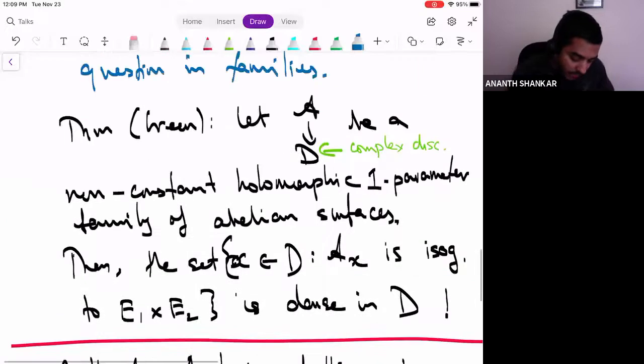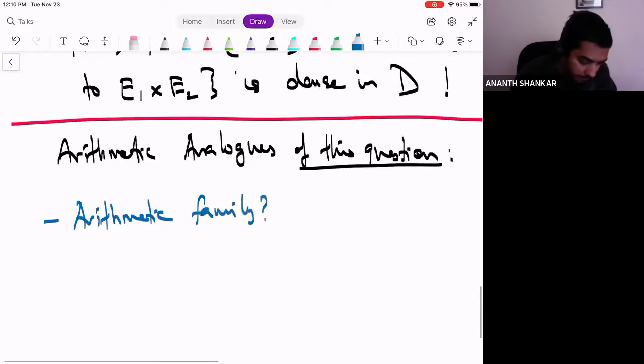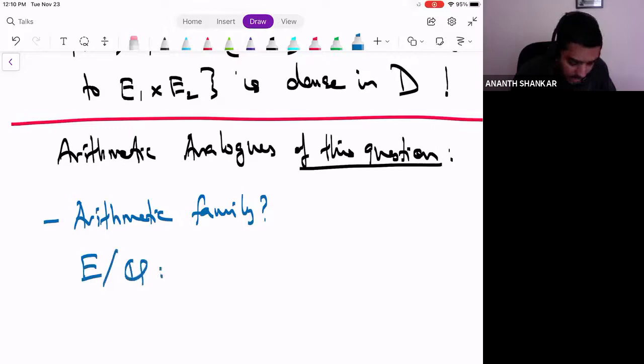So I just talked about a holomorphic one parameter family. Now, what does it mean to have an arithmetic family? Let me just say a few words about what this means. If you were to start off with an elliptic curve over Q, it's going to be cut out by an equation of the form y squared equals x cubed plus ax plus b.